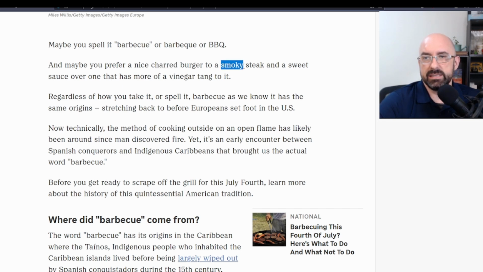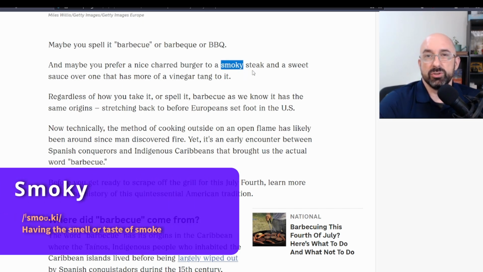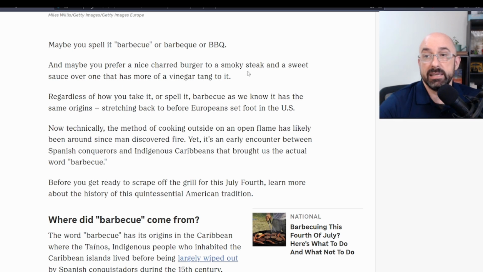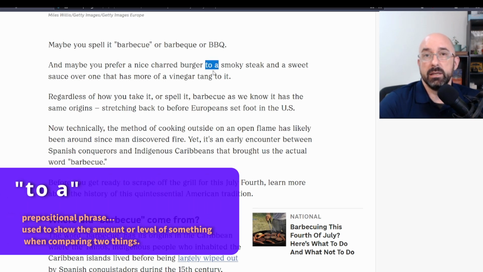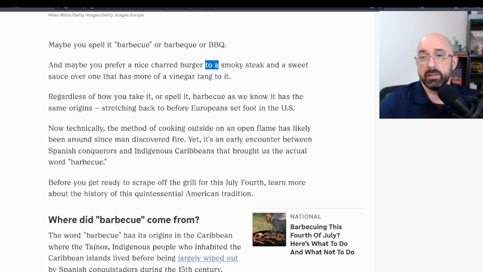To a smoky steak. So this refers to a steak maybe cooked on a barbecue that has charcoal or wood smoke, right? So smoke in here is describing the flavor, maybe the smell of the steak, and it has a smoke flavor because you use smoke. You prefer a nice charred burger to a smoky steak. So in this case, to a, right? We're comparing to. So this to is used in a comparative way. So we're comparing burger to steak, right? You prefer a charred burger to a steak.